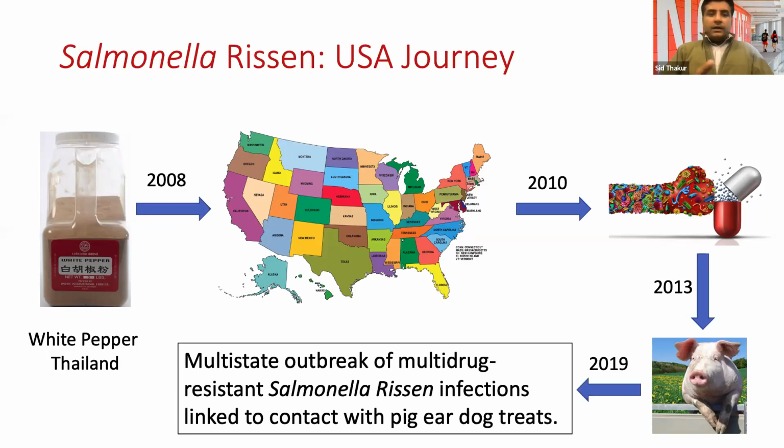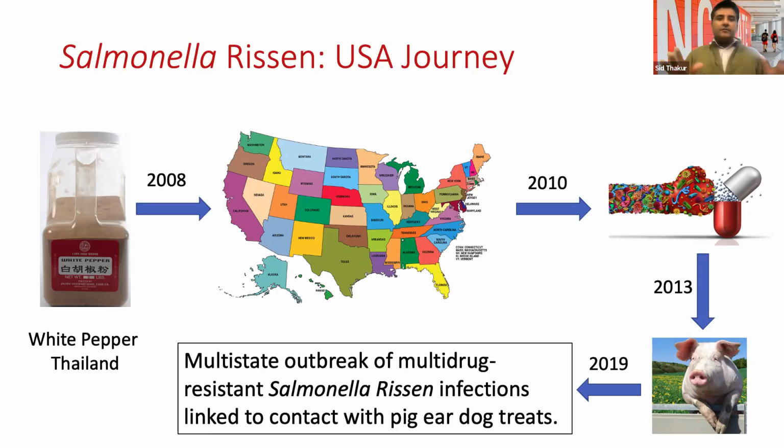And the multi-state outbreak of multi-drug resistant salmonella ricin infections linked to contact with pig ear dog treats happened in 2019. Okay, so I'm just trying to take you through this journey of how these pathogens come, they trickle through the country, they were never seen here, pick up resistance genes, and they start causing problems. So what happens when a pathogen that was not resistant picks up resistant genes? There are studies showing that when pathogens pick up resistant genes, the pathogenicity increases, the ability to get rid of the competition improves, it improves their fitness, okay? So I'll tell you a little bit more about it.